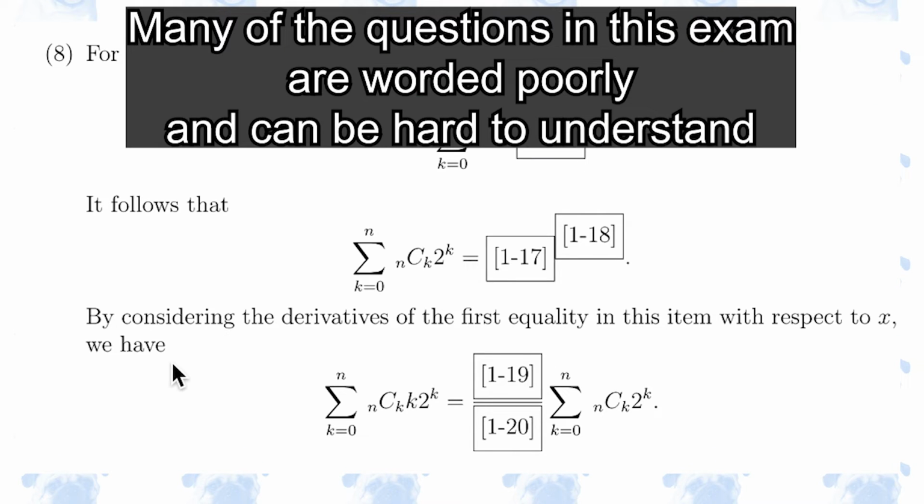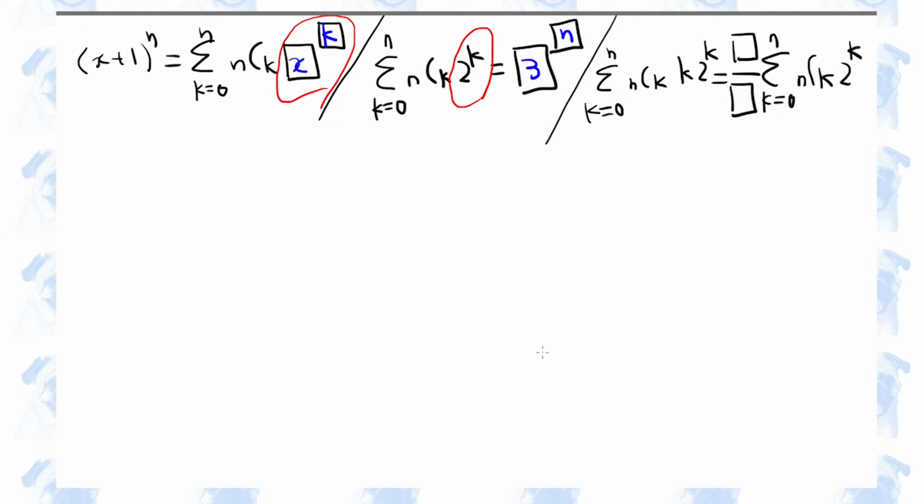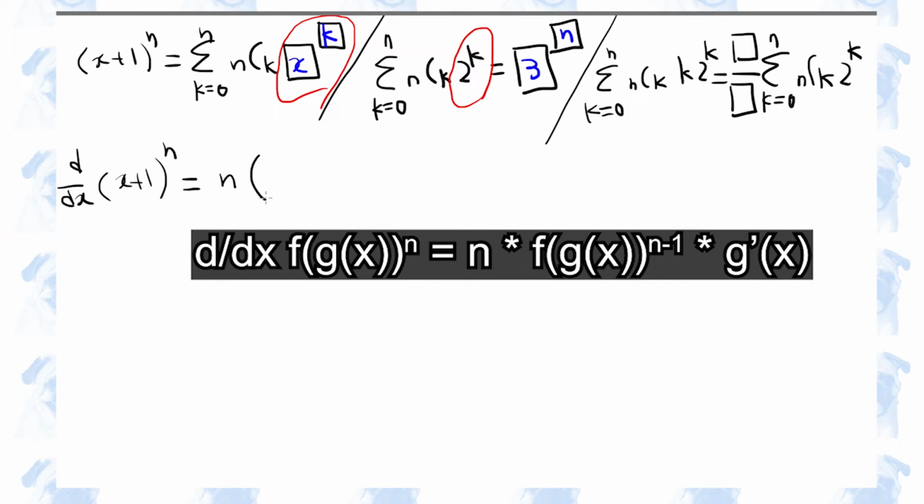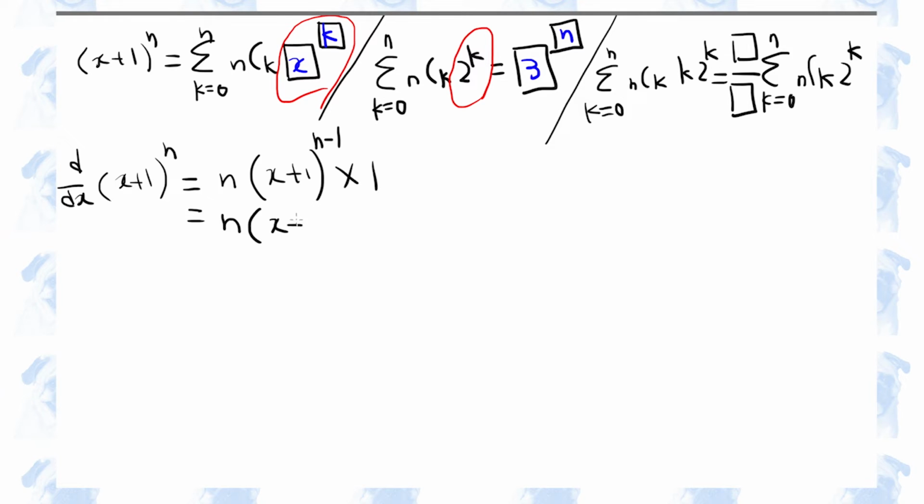And the question says that we need to consider the derivatives of the first equality with respect to x. What this statement probably means is that we need to differentiate the left-hand side as well as the right-hand side of this equation. So let's start with the left-hand side. N times x plus 1, subtract 1 from the exponent, times the derivative of x plus 1 is 1, n times x plus 1 to the power of n minus 1.